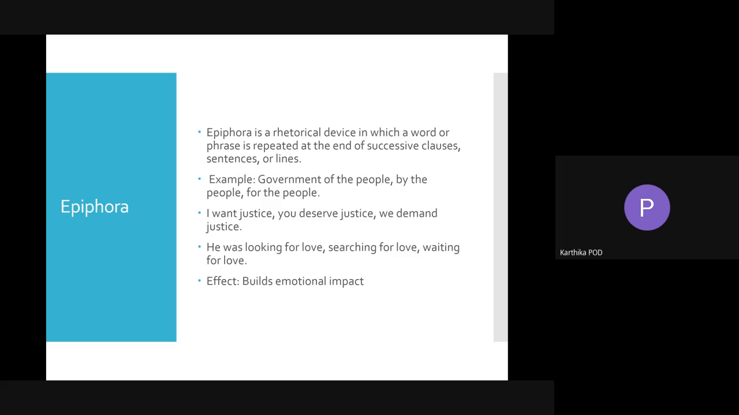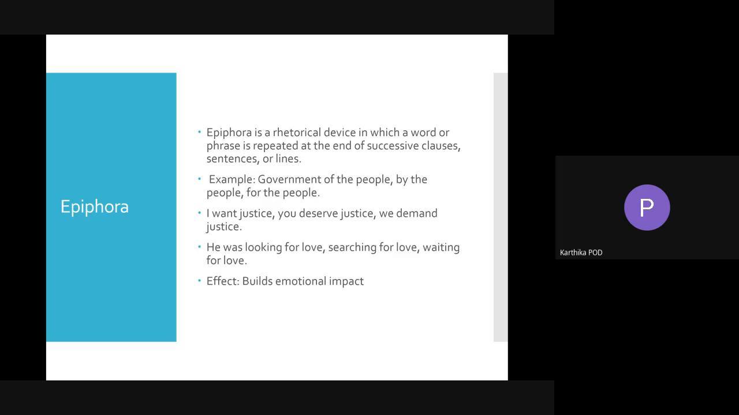Similarly, I want justice, you deserve justice, we demand justice. So the word justice is repeated at the end of every clause here, which is becoming a sentence. So in these three clauses, the word justice that comes at the end of each clause is being repeated. Therefore, this is an epiphora. He was looking for love, searching for love, waiting for love. So here the word love gets repeated, and therefore this is an epiphora.